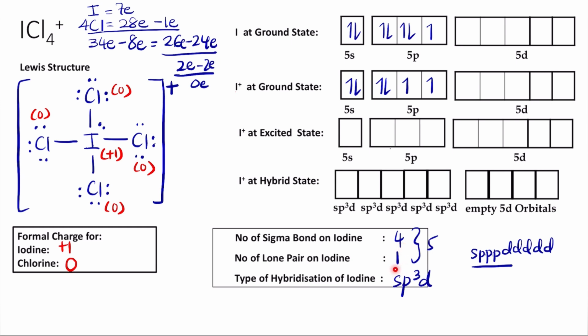So, maknanya saya perlukan 4 unpaired electrons. Dan saya ada lone pair 1. So, saya akan kekalkan 5S sebagai lone pair. So, I got 2 electrons here. And then, saya akan excite this 1 electron ke dalam 5D to get 4 unpaired electrons. 1, 2, 3, 4. And then, awak bolehlah buat 4 sigma bonds right now.